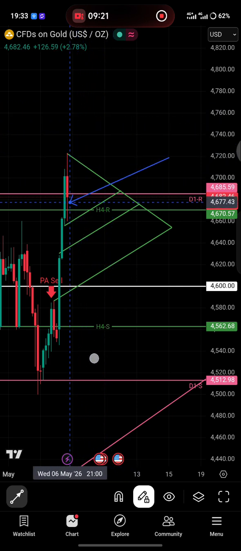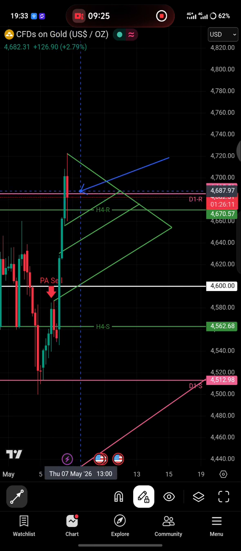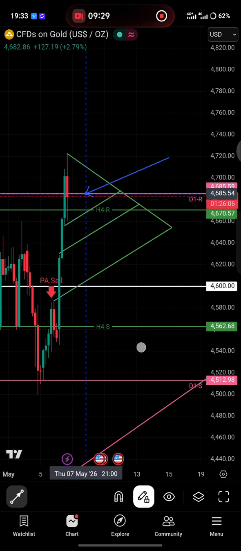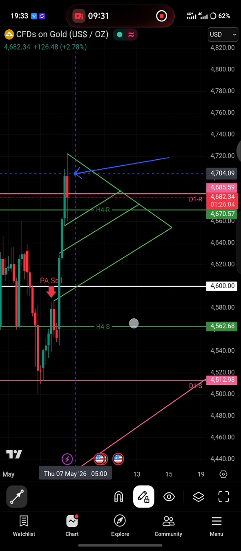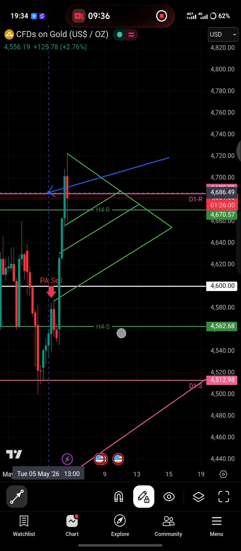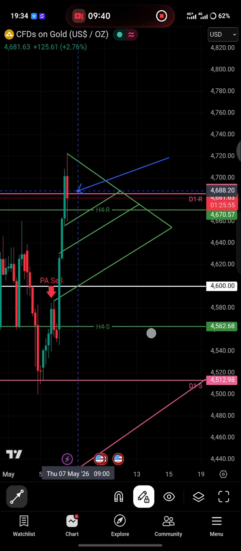So all we need to do is wait for the detailed price action to be formed before we start buying or selling, right? If a sell side price action, a bearish price action, is going to be formed, we're going to be selling. If a bullish price action is going to be formed, we're going to be buying, right?